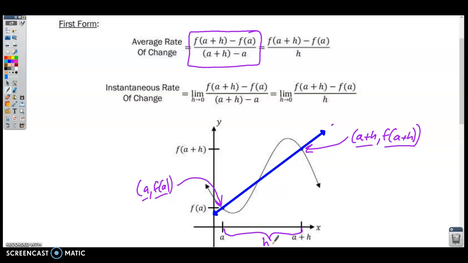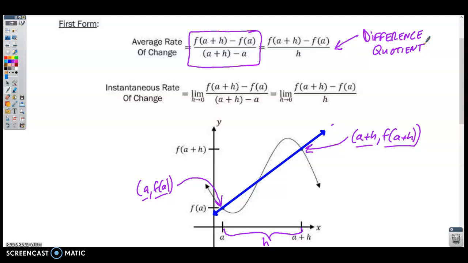You should recognize this from pre-calculus. You should have been introduced to the idea of a difference quotient, and this is one of the ways that we can write a difference quotient for this particular function f of x. Okay, so the difference quotient ends up calculating the average rate of change on a given interval.